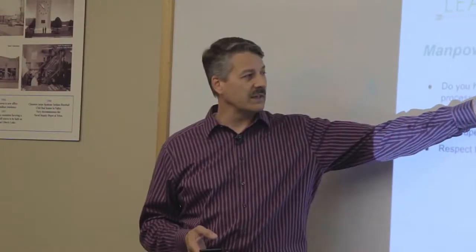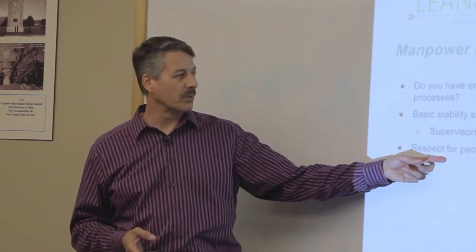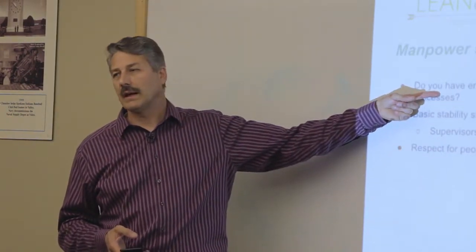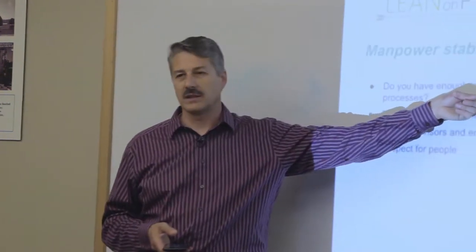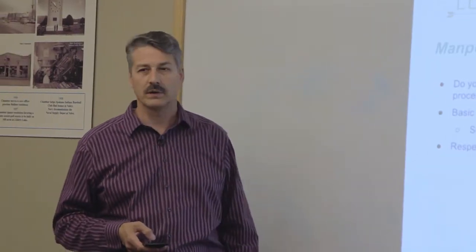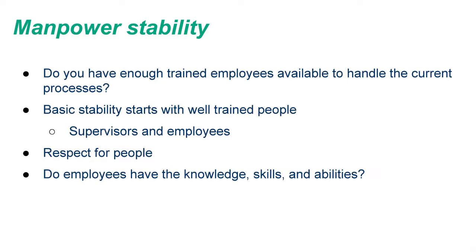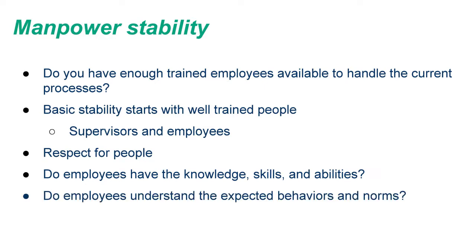When we're talking about trained employees, if you don't have basic respect for people, you're going to have this rotating door. If you're making an investment in people, you need to treat them appropriately. So a question to ask: do your employees have the knowledge, skills, and abilities to perform? And then another question we typically don't think about: do the employees understand the expected behaviors and norms? All right, so the first thing to take a look at is manpower stability.